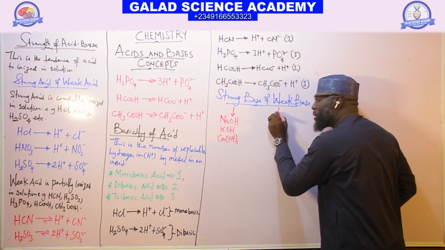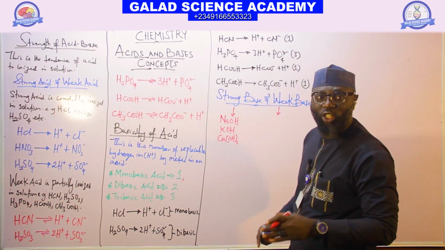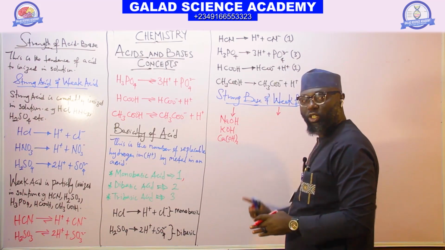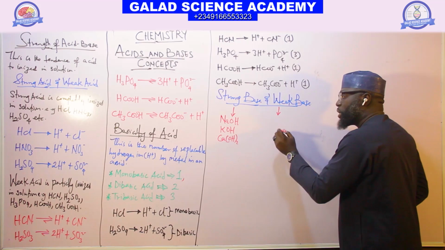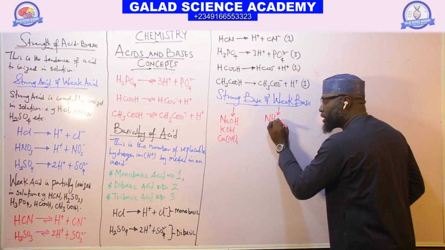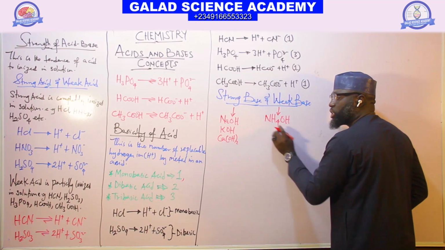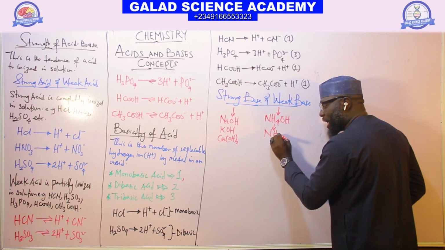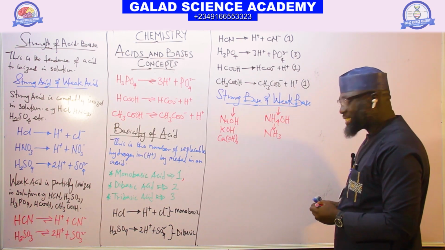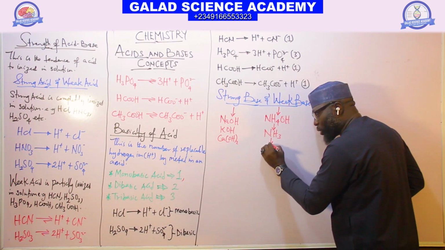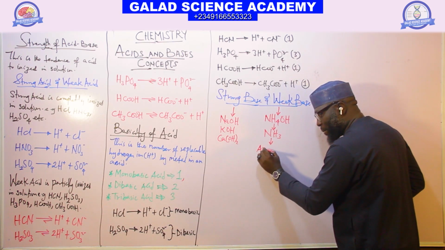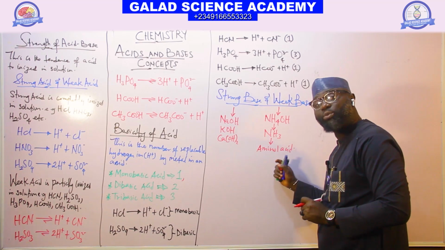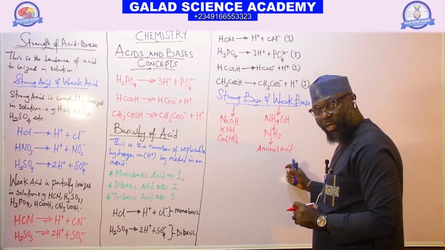But we have weak bases. The weak bases ionize partially in solution, like the one I explained for acid. All weak bases ionize partially in solution. Examples of weak bases are NH4OH, ammonium hydroxide, and ammonia, NH3. Another example of a weak base is amino acid. Amino acid is the end product of protein.